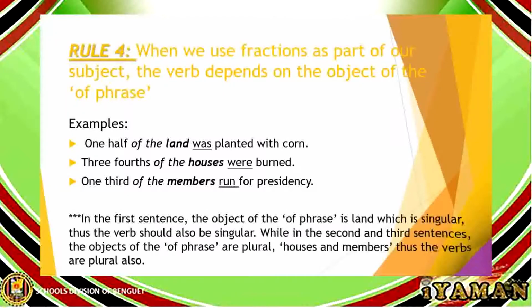In the first sentence, the object of the of phrase, which is land, is singular. Thus, the verb should also be singular. While in the second and third sentences, the objects of the of phrase are plural, houses and members. Thus, the verbs are also plural.